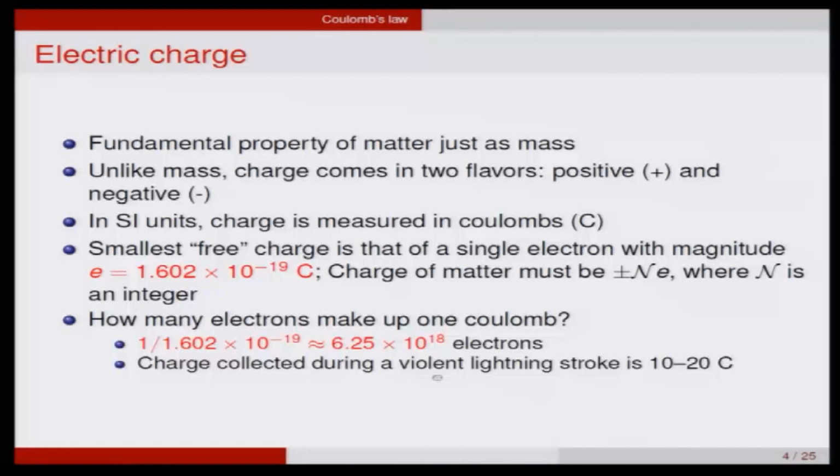This is a huge amount of electrons that is required just to make up 1 coulomb of charge. To put it in another perspective, if you collect charge during a violent lightning stroke, you will be able to collect only up to 10 or 20 coulombs. You can see that 1 coulomb of charge is really a huge number, because it requires a huge amount of electrons to make up 1 coulomb.